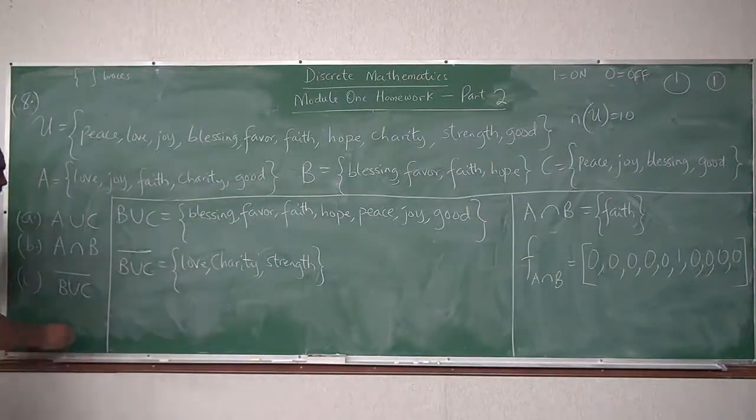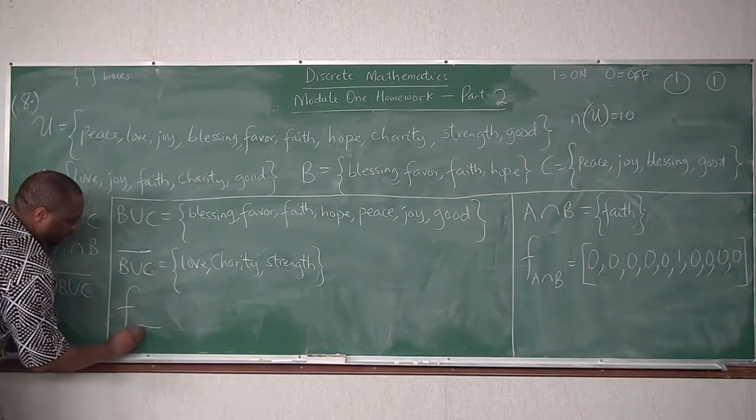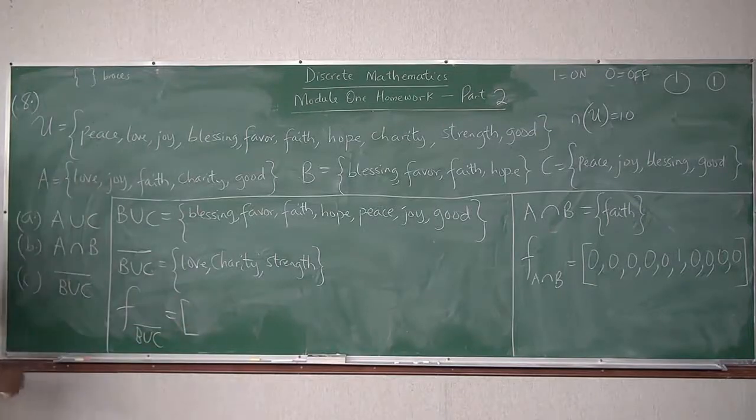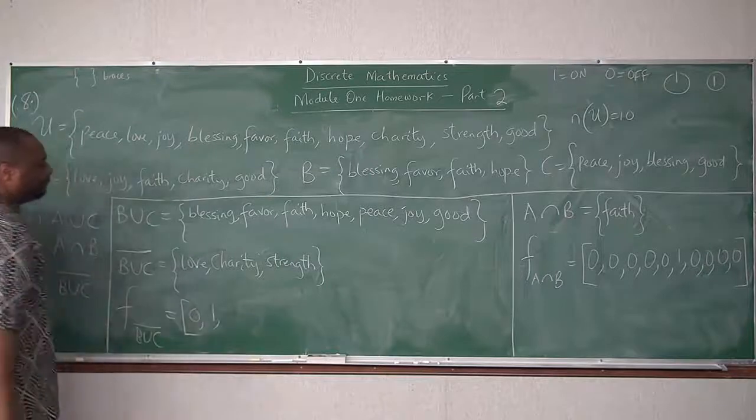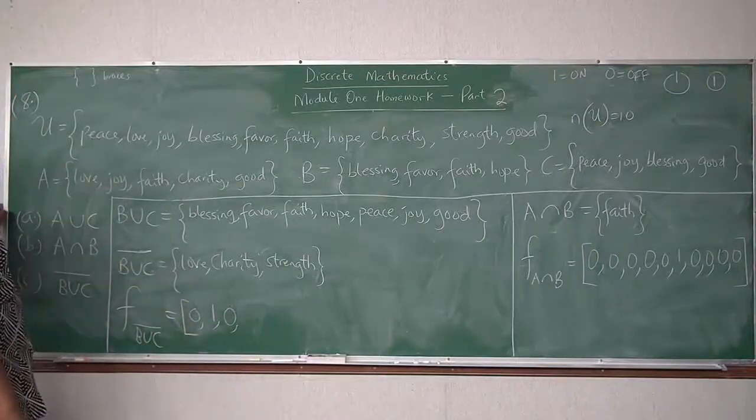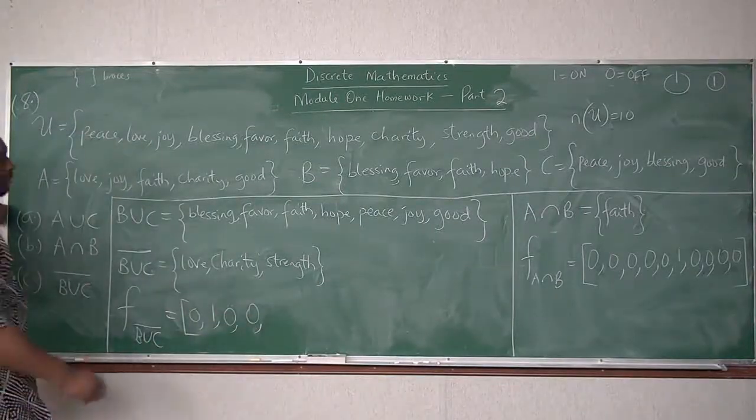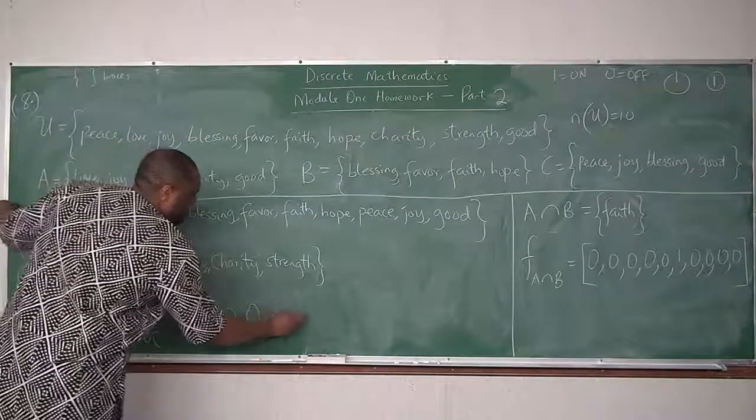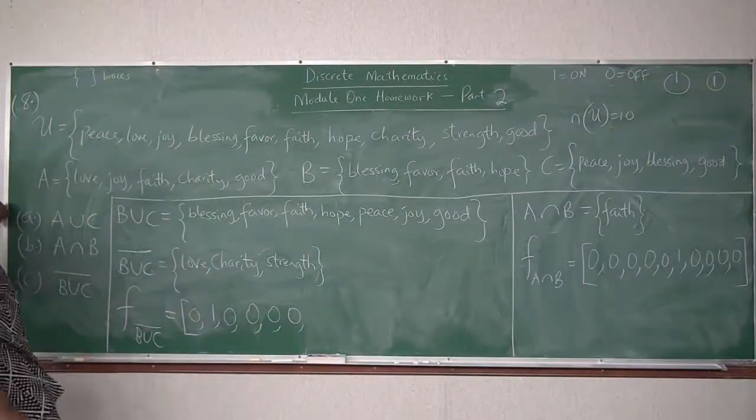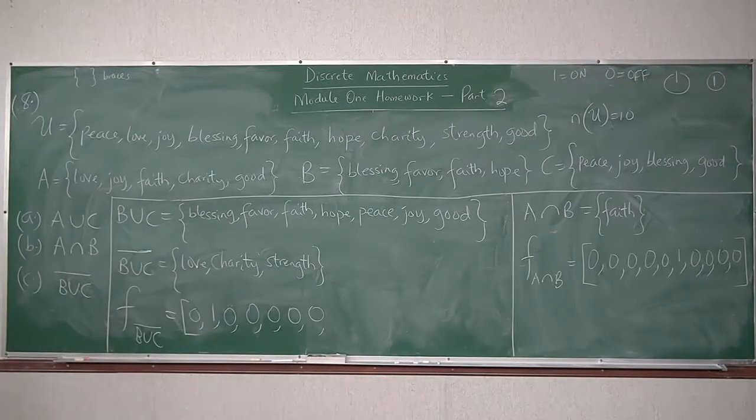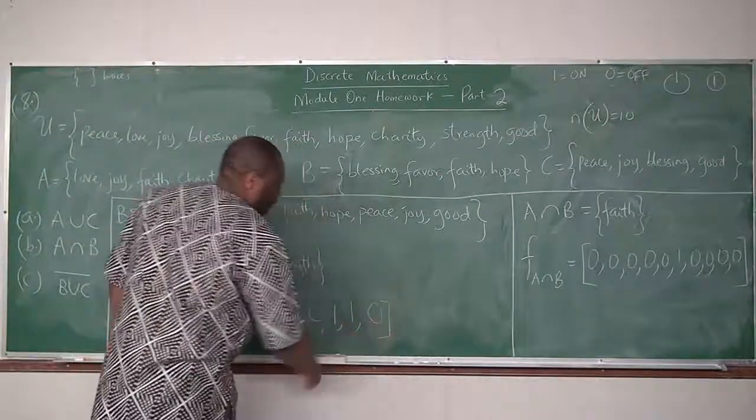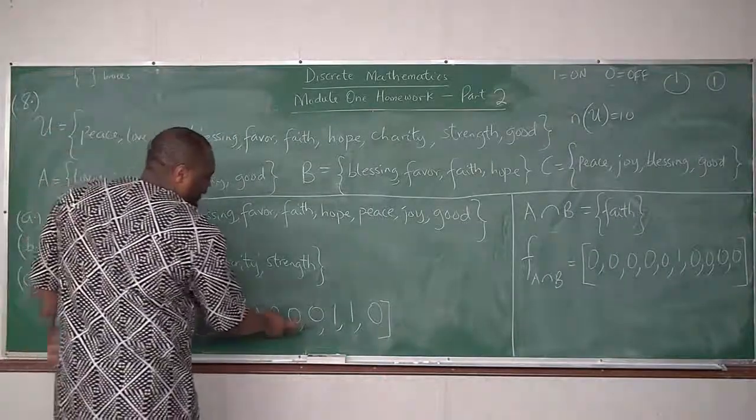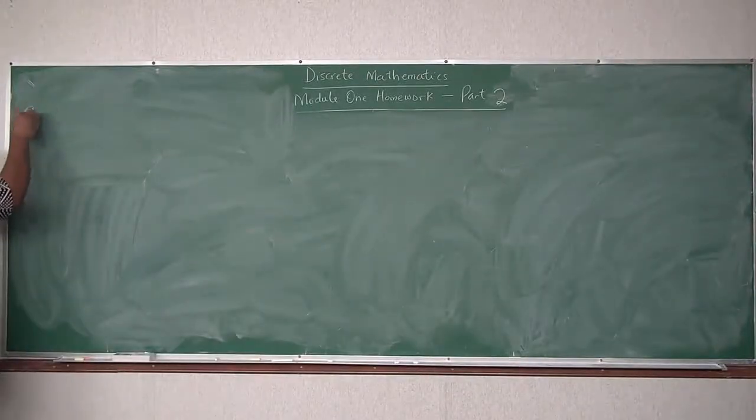Alright. Now, let's find the characteristic function of the complement of B union C as an array. Peace. Not there. We have 0, comma. Love is there. 1, comma. Joy. 0, comma. Blessing, 0, comma. Favor, 0, comma. Faith, 0, comma. Hope, 0, comma. Charity, 1, comma. Strength, 1, comma. Good. 0. And you close. 1, 2, 3, 4, 5, 6, 7, 8, 9, 10. That's it.